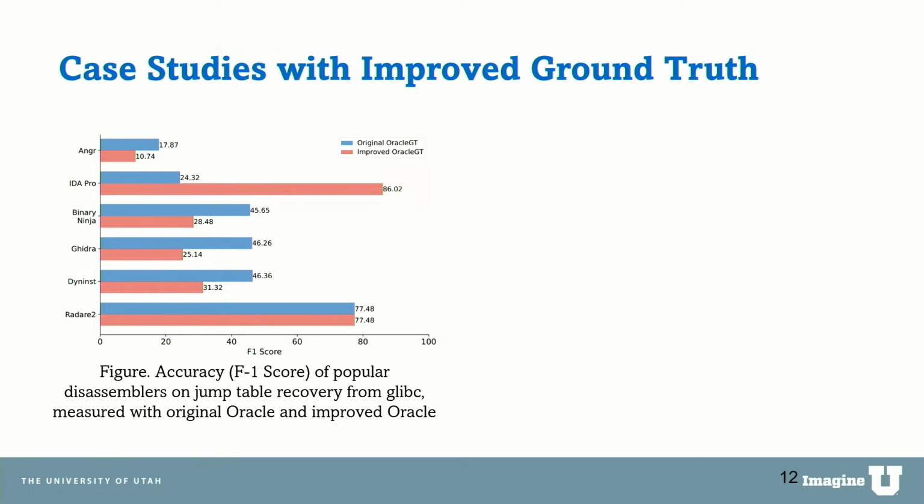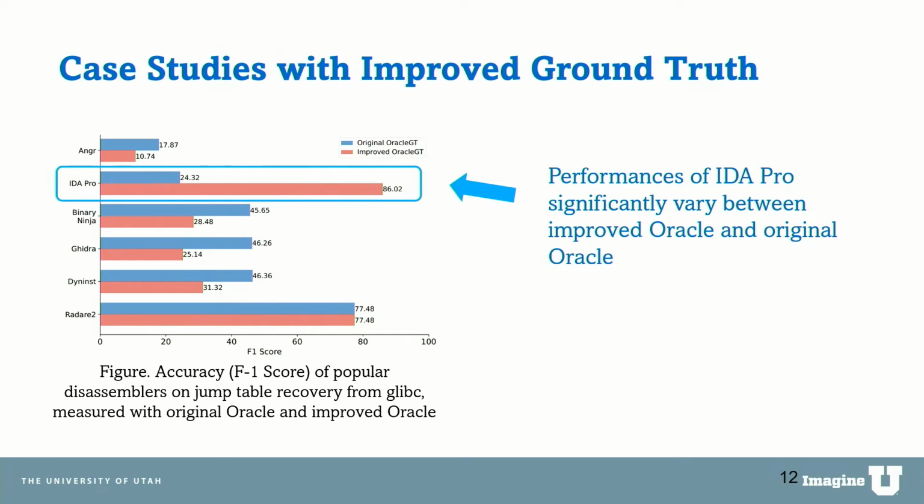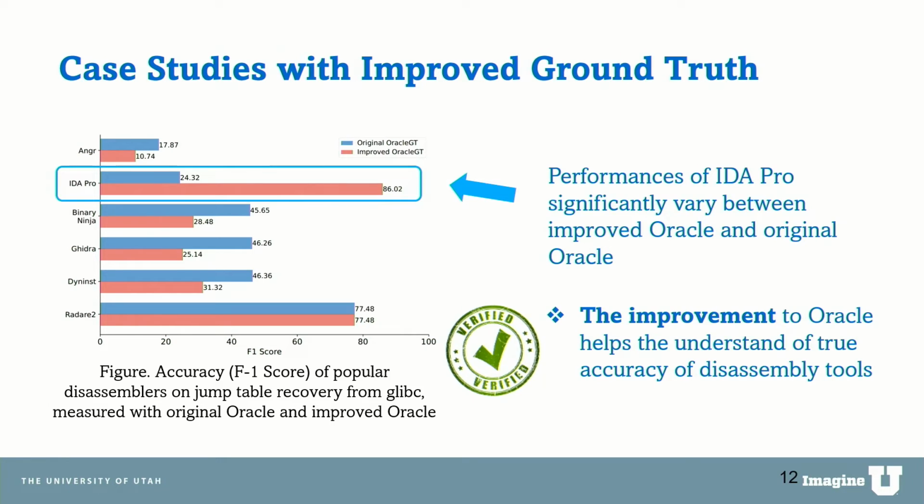So to demonstrate the benefits of our improvement to the Oracle design, we evaluate the accuracy of 6 popular disassembly tools on recovering jump tables from glibc. So this figure presents the evaluation result. So as we can see here, in case of IDA Pro, its performance varies between the improved version and the original version, and the number is pretty large, over 60%. So the key observation here is that our improvement to Oracle helps the understanding of the true accuracy of this disassembly tool.